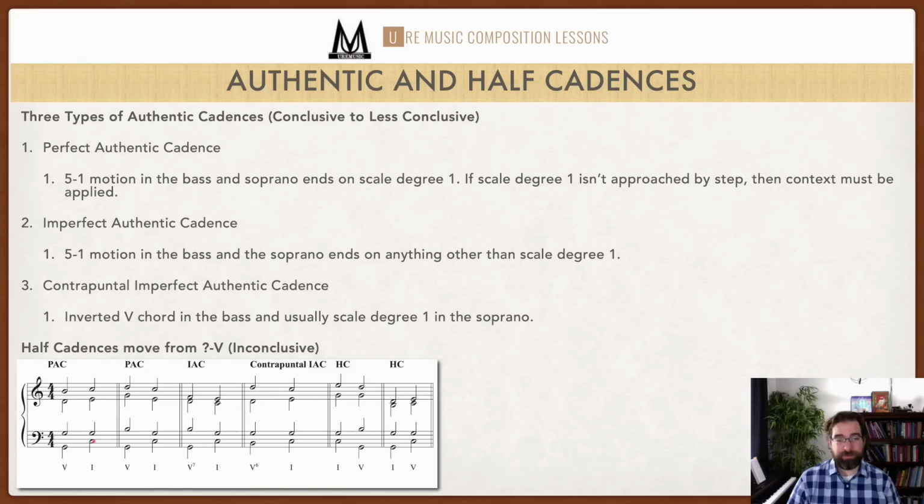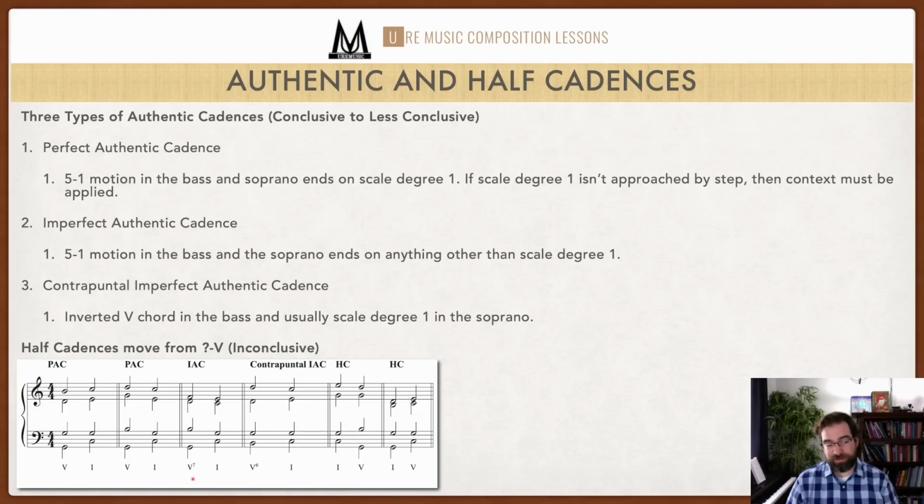The other thing that makes it perfect authentic, as opposed to imperfect or contrapuntal, is the soprano line. If the soprano line moves by step into scale degree 1, like you see in both of these perfect authentic cadences, then you know you're dealing with a perfect authentic cadence. If it's not scale degree 1 in the soprano, or you don't have scale degree 5 to scale degree 1 in the bass, then it's not a perfect authentic cadence. But as long as you have a 5-1 chord, if you look at all of these, the perfect authentic moves from 5 to 1.